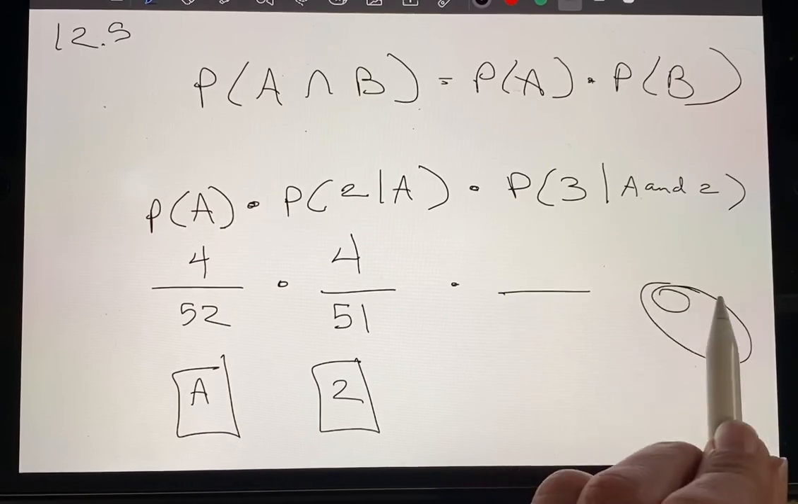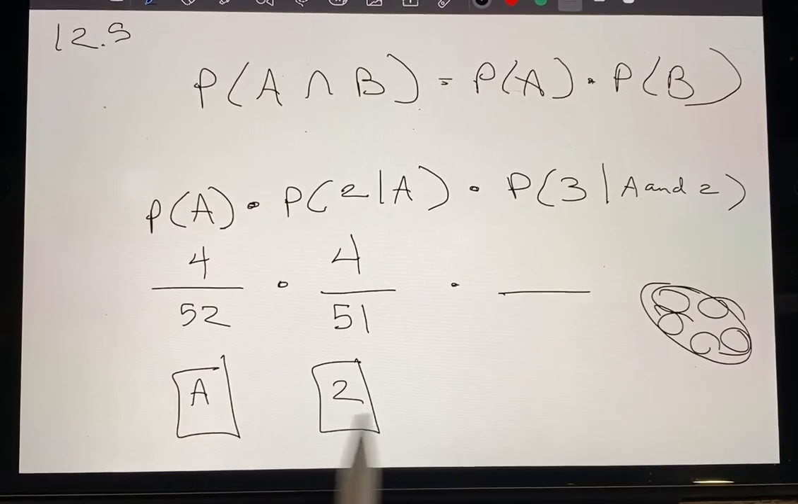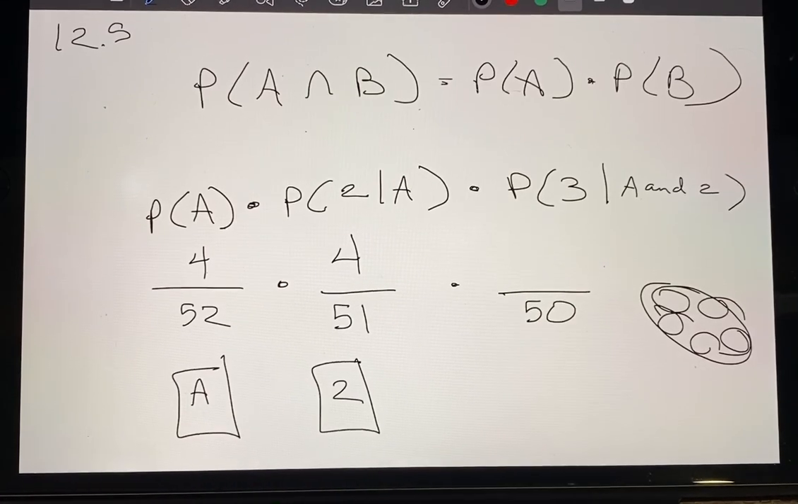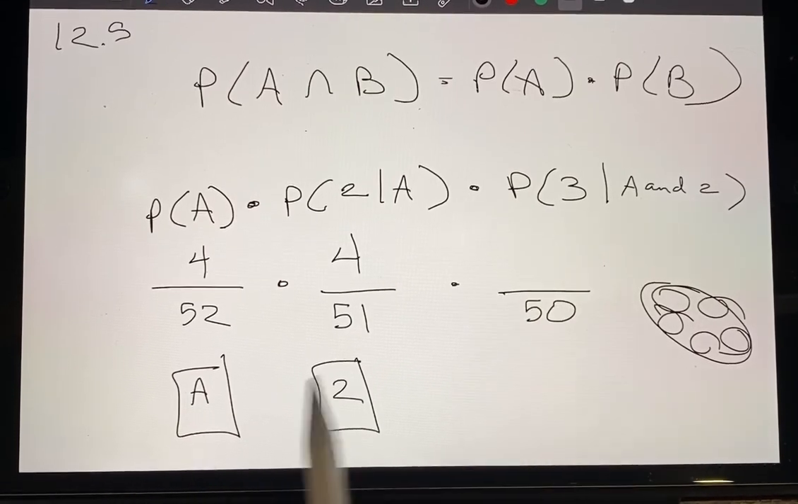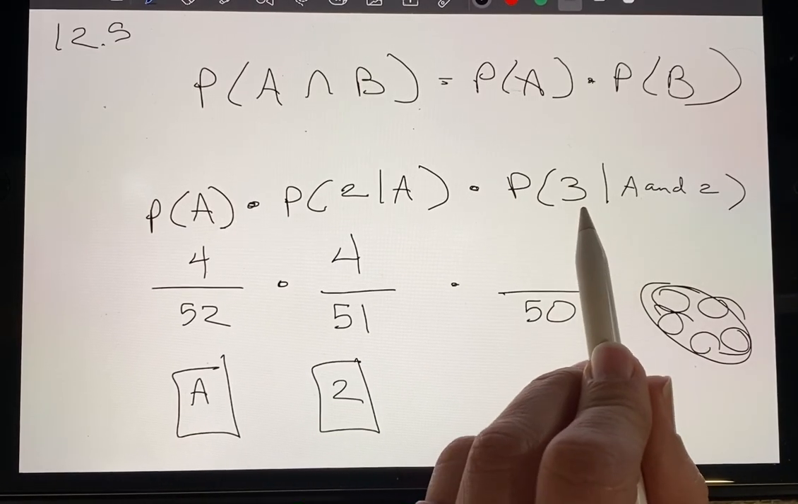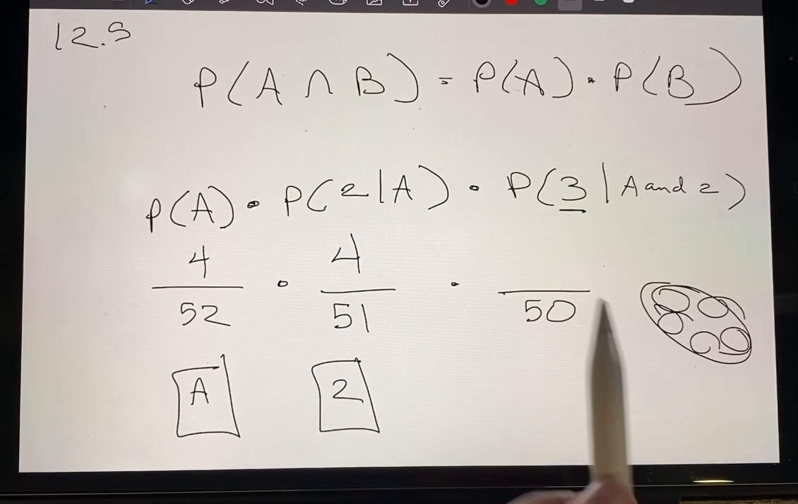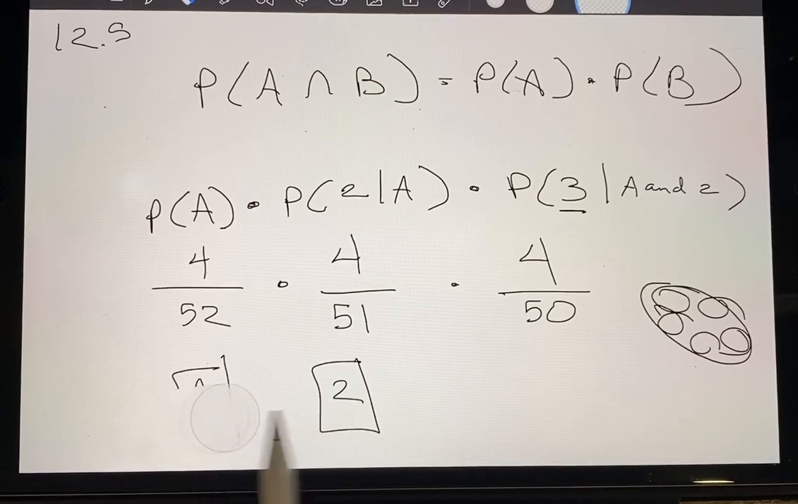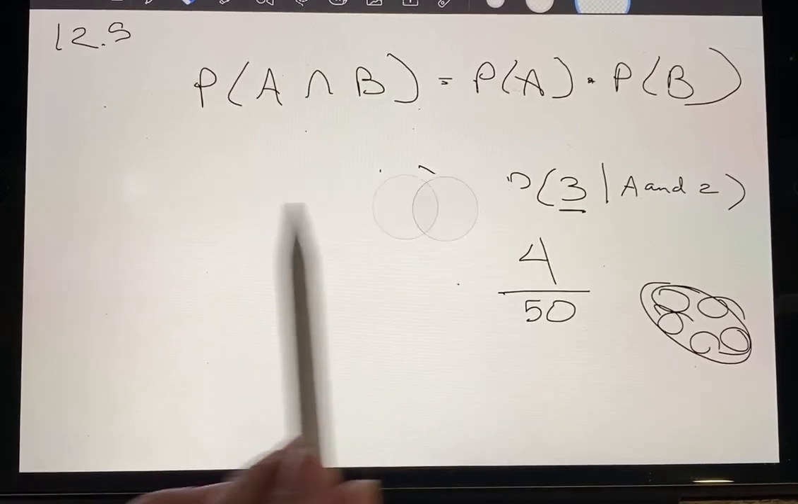So I have this big pile over here, but I've pulled some out. How many cards? I now only have 50 cards, and I want a 3. Have I gotten rid of a 3? No, I got rid of an ace, and I got rid of a 2. So these 2 cards have no effect on how many 3s I have. I still have 4 3s as an option from that. So that's how we would set up our probability without replacement for more than one event.